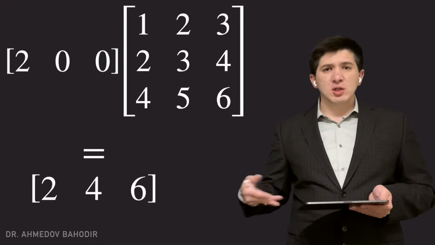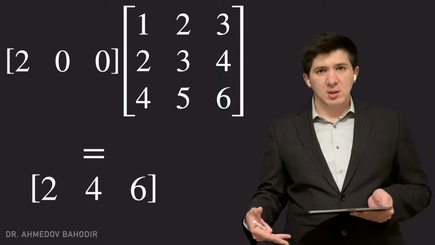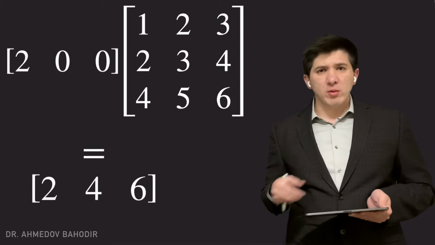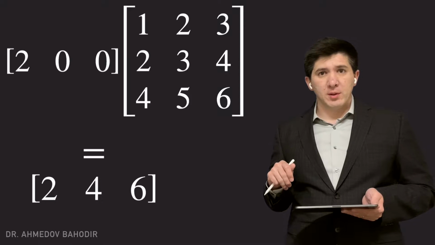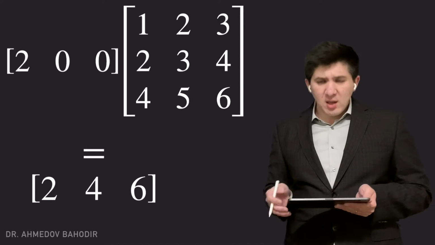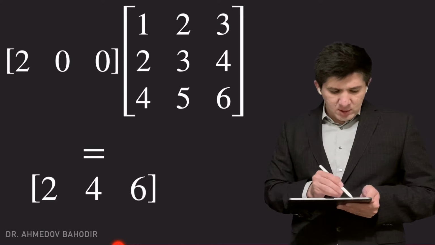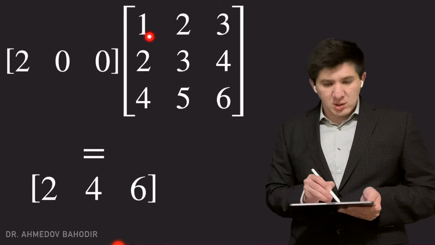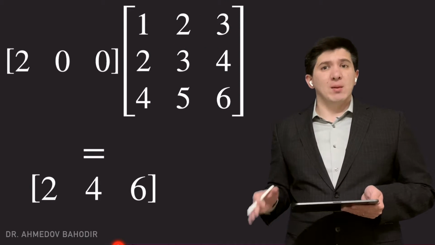Now I would like to construct a matrix where only one of the rows is going to be multiplied by 2, for example. So you see, if you put 2, 0, 0, it just multiplies the first row by 2, and all the other rows are going to be the same, right?